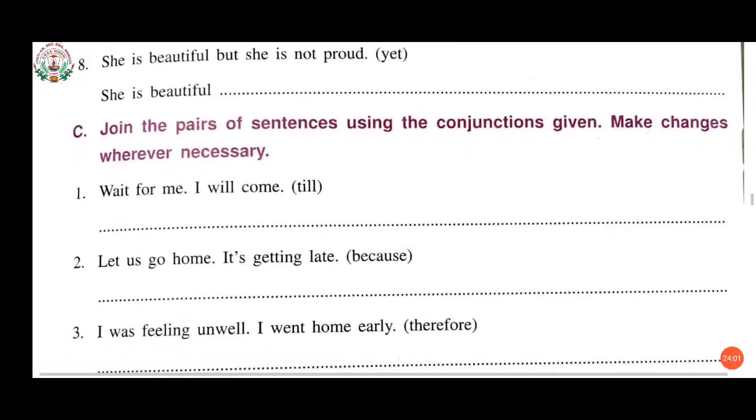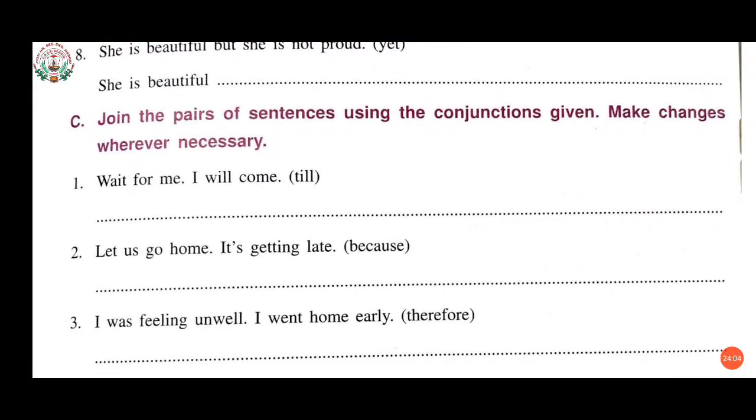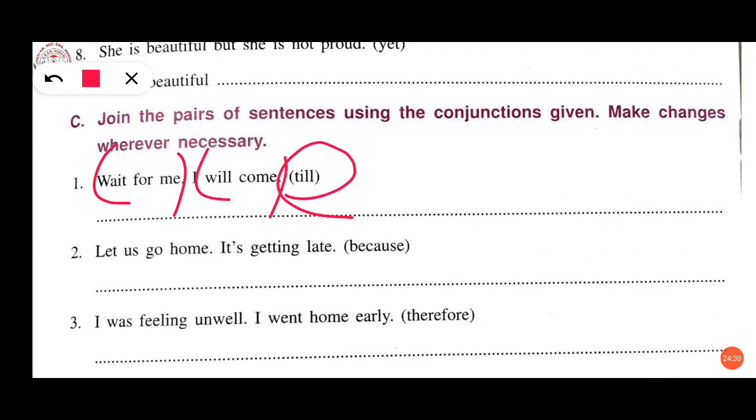C1 is also like that. You can see, students, you have to join the pairs of sentences using the conjunctions. And the conjunctions are and, or, but, because, therefore, whatever is given in the bracket. You just have to use that conjunction for joining those sentences. So you can see in the first one, two sentences are given: wait for me, I'll come, and in the bracket "till" is given. So, wait for me till I come. What will the sentence become? Wait for me till I come.